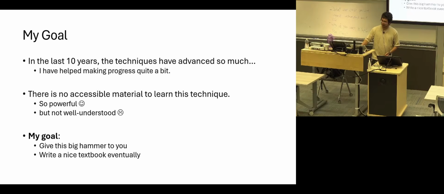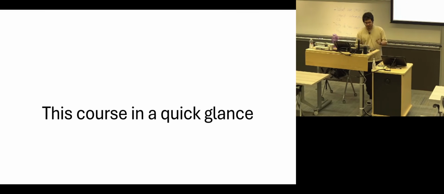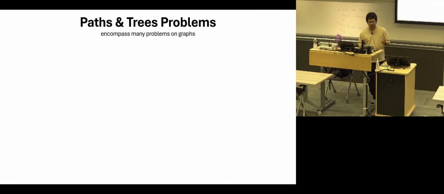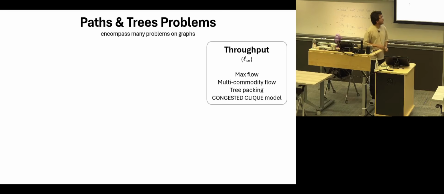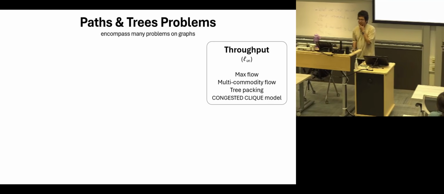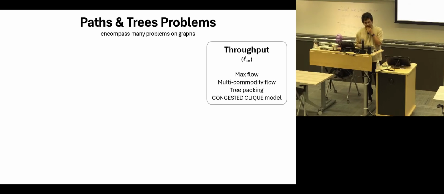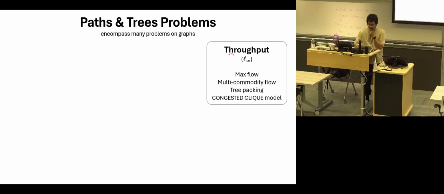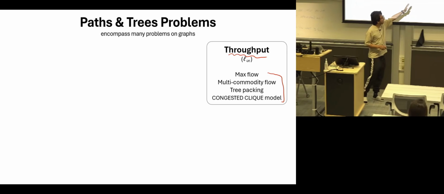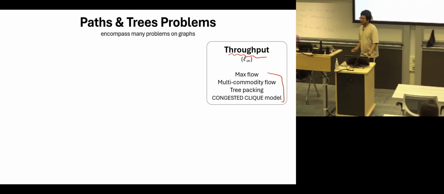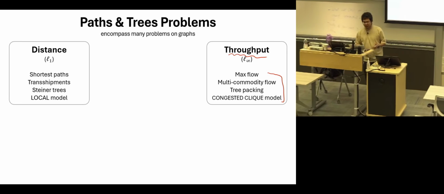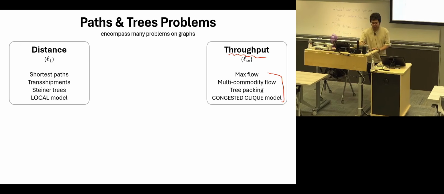Okay. So this course in a quick glance, we will care about path and tree problems that I mentioned. And this is when you talk about throughput, finding many paths; there are a set of problems that you care about throughput. I will not define this problem yet. But another set of problems is when you talk about distance, to find shortest path, for example.